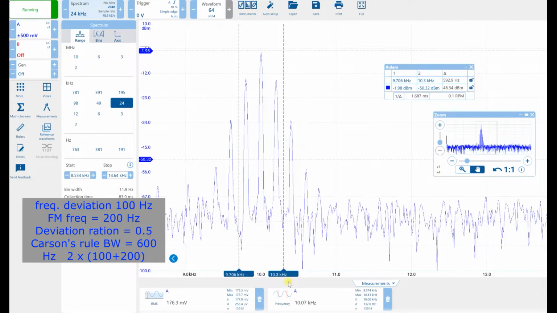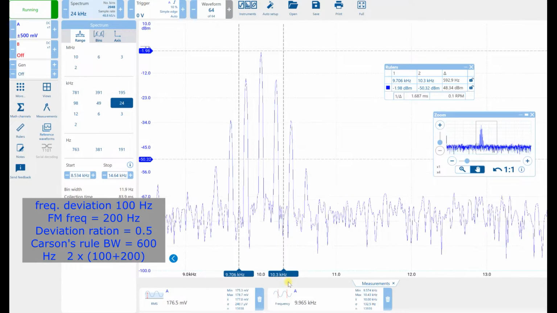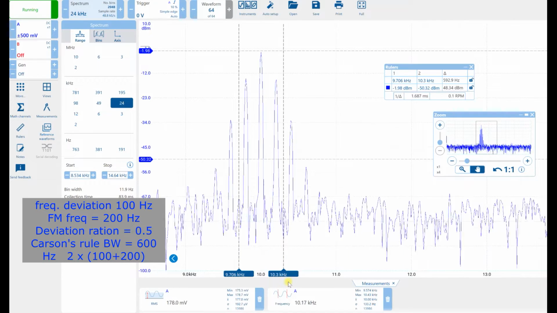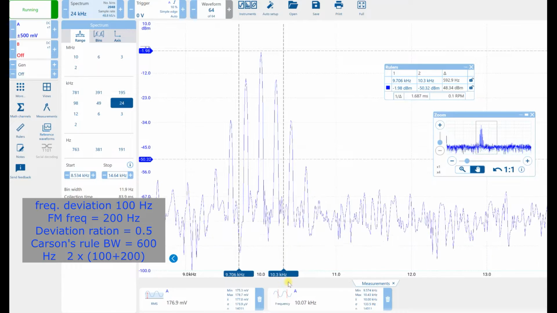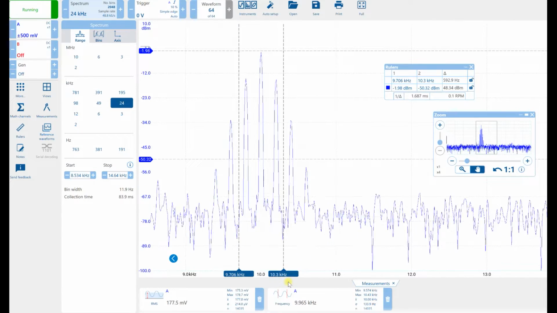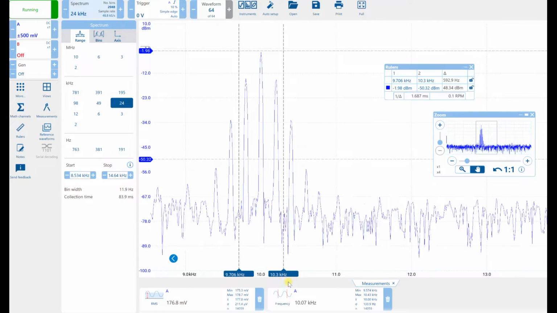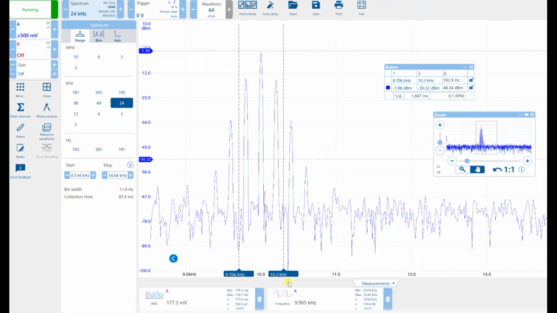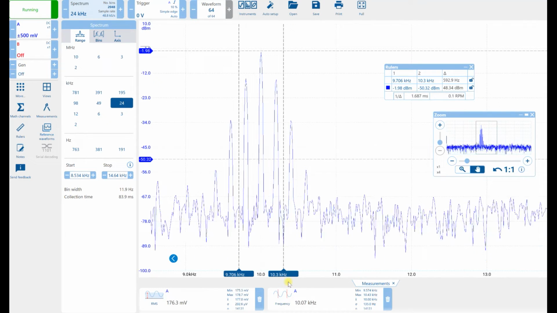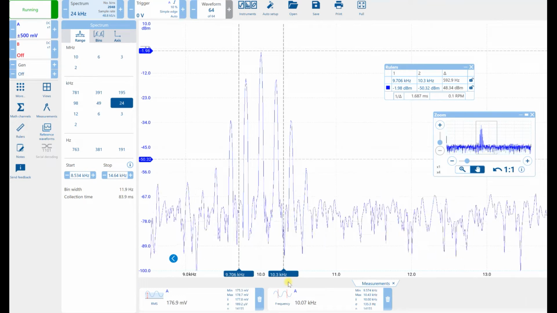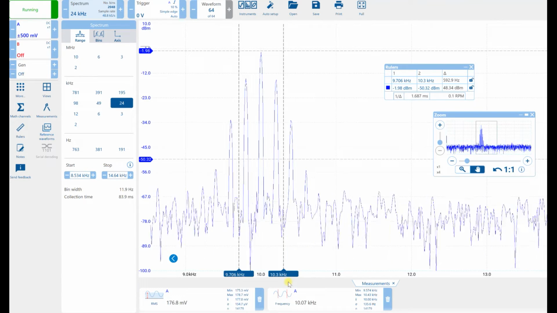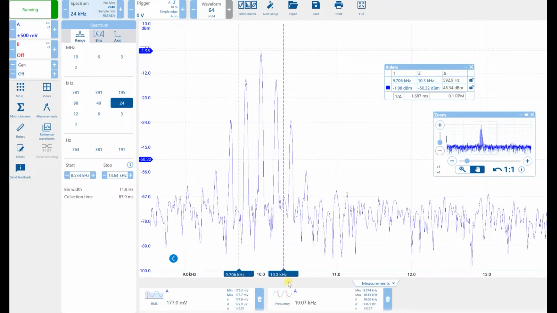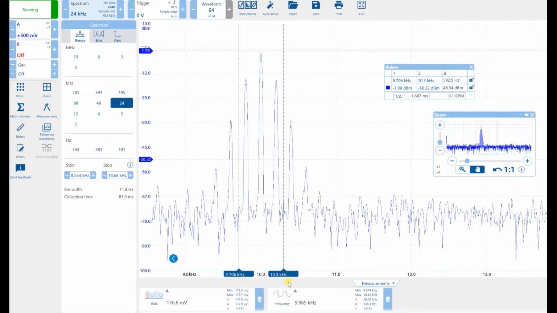But the frequency FM is 200 hertz. The frequency deviation is 100 hertz. And you'll notice that I have much fewer sidebands. And that's because the deviation ratio now is 0.5 compared to the 1, 2, and 4 that we had earlier on. So the deviation ratio is 0.5. But to calculate the bandwidth, it's 100 plus 200, which is 300, times 2. So I still have a bandwidth of a total of 600 hertz, as I've shown there.